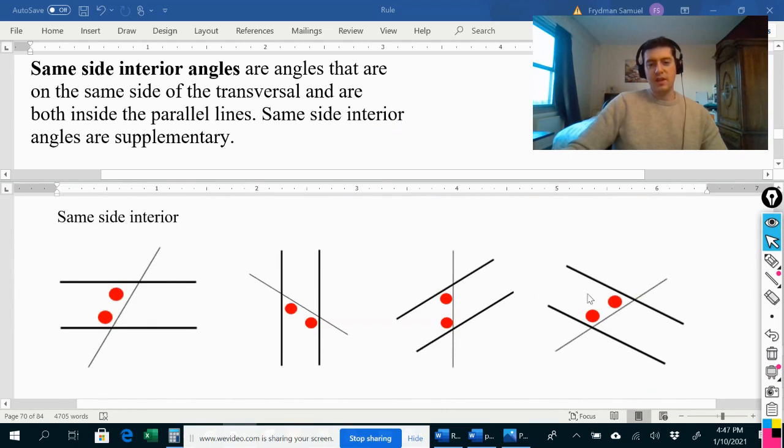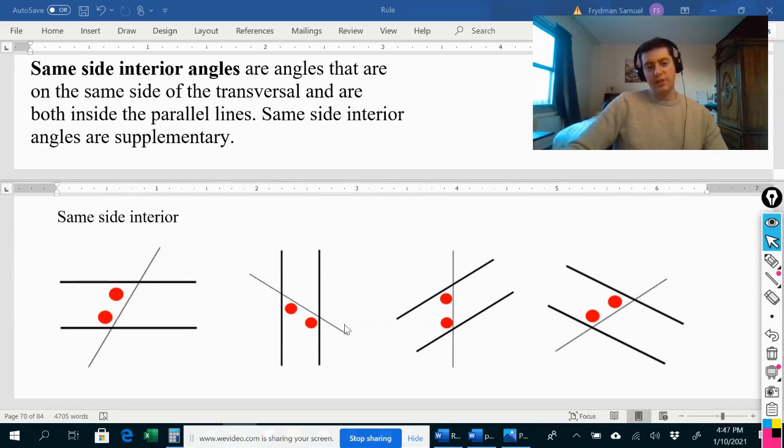So these are also same side interior angles. So for example, here's the transversal in this picture, and both of these angles over here are on the same side of the transversal, and they are inside the parallel lines, which makes them same side interior angles.